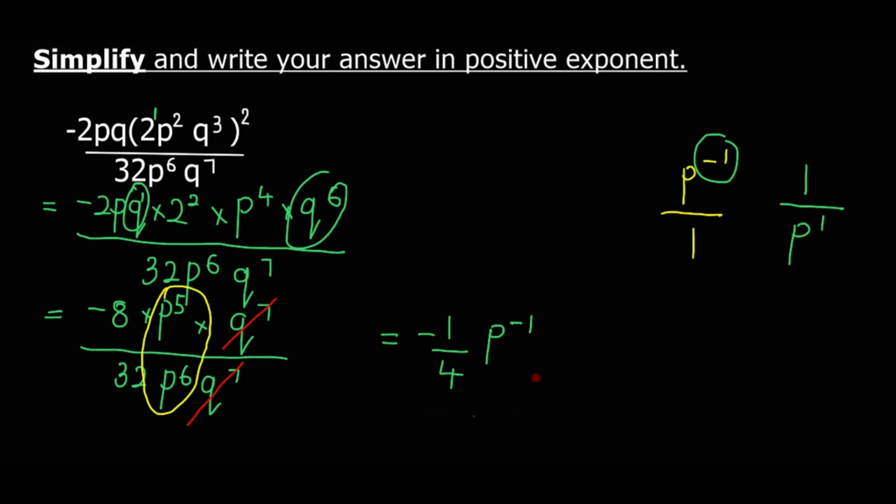So this means we have negative 1 over 4 times 1 over p to the exponent 1. This means we can write negative 1 times 1 is negative 1, and then 4 times p is 4p, and then this is our answer.